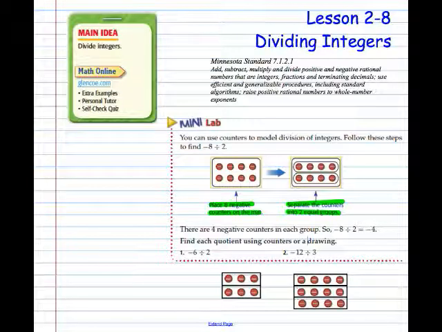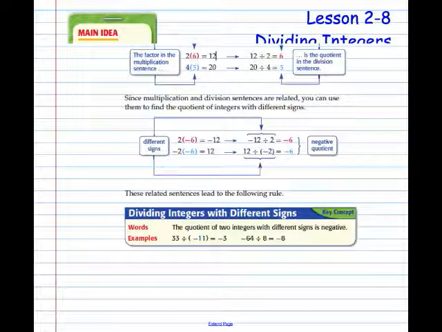In example 1, -6 divided by -2, I have -6 counters on the mat. I've divided them into groups of 2, so my resulting quotient is 3, because I have 3 counters in each group. In my second example, -12 divided by 3, I have 12 negative counters on the mat divided into groups of 3, so -12 divided by 3 is 4, because there are 4 counters in each group. Actually, it's -4, isn't it?